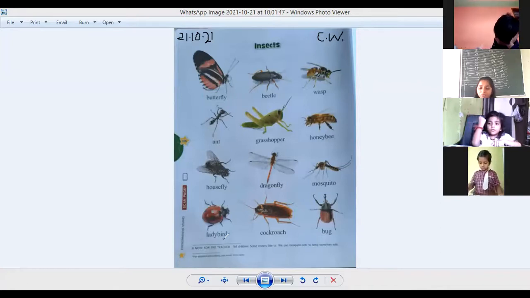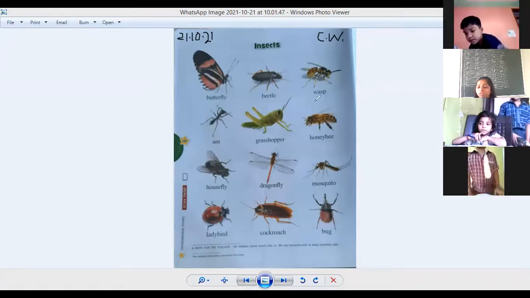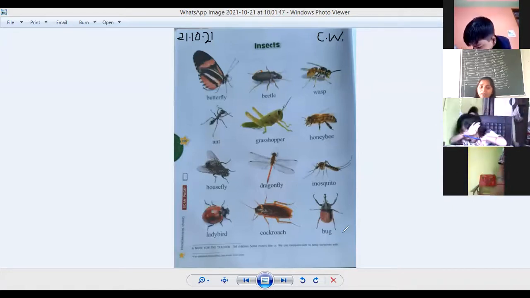Next, ladybird. Then we have cockroach. And bug. Last is bug. So you must know that these all are insects and they are a part of animal kingdom.